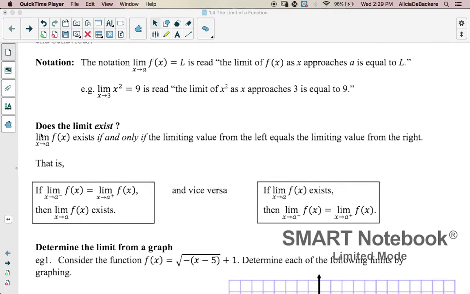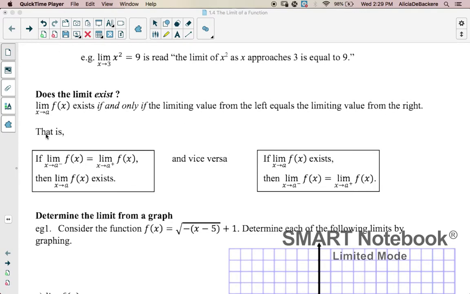So when I ask if the limit exists, because sometimes it won't, for instance, if there's a vertical asymptote, the limit often does not exist. So the limit of f at x as x approaches a exists if and only if, and that means it goes both ways, the limiting value from the left equals the limiting value from the right. So the y value that I'm approaching from the left is the same as the y value that I'm approaching from the right.